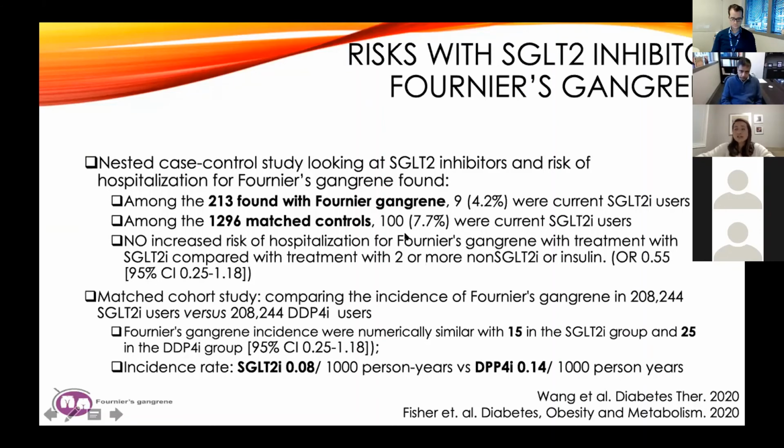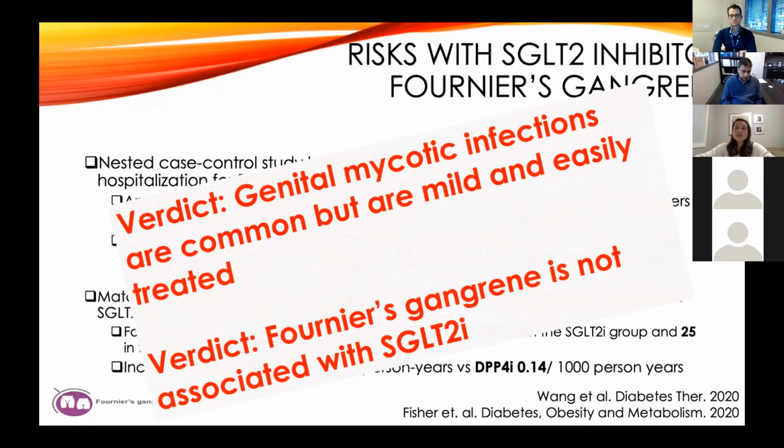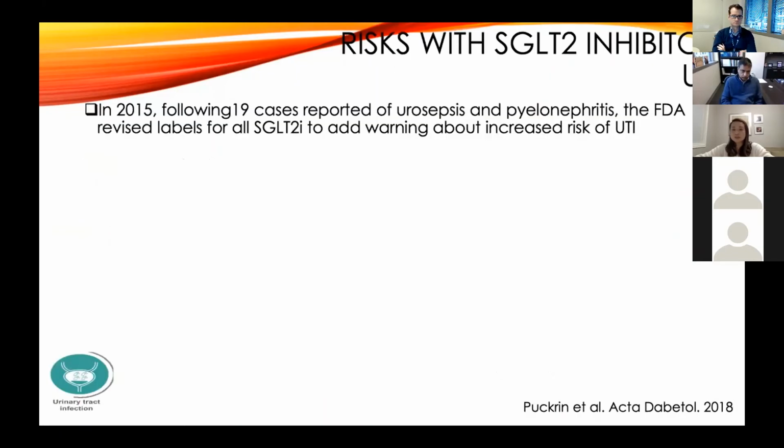In another study out of Canada, they compared the incidence of Fournier's gangrene in 208,000 SGLT2 inhibitor users versus 208,000 dipeptidyl peptidase 4 inhibitor users. Now, Fournier's gangrene is rare, so what they found was that the rates were numerically similar in both arms. So the verdict is genital mycotic infections are common, but are mild and easily treated. And based on these studies, Fournier's gangrene is not associated with SGLT2 inhibitors.